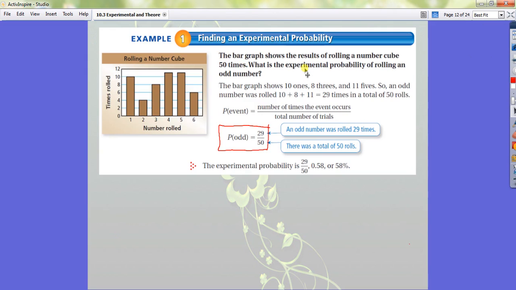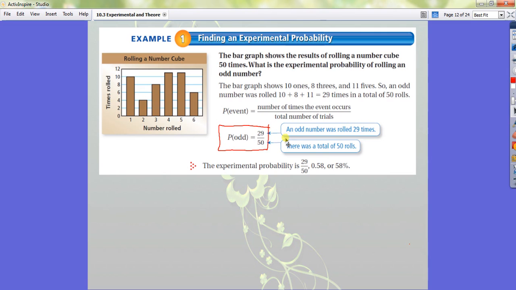So on here, the bar graph shows the results of rolling a number cube 50 times. What's the experimental probability of rolling an odd number? Well, you would have told me it was 1/2 if it was theoretical. But here, you count up the number of times it landed on an odd number, 1, 3, 5, so you do 10 plus 8 plus 11, and you get 29. So the probability of odd, you write it just the way you did your normal probabilities, is 29 over 50. And you can turn that into a percentage by doing 29 divided by 50 times 100, and you get 58%.